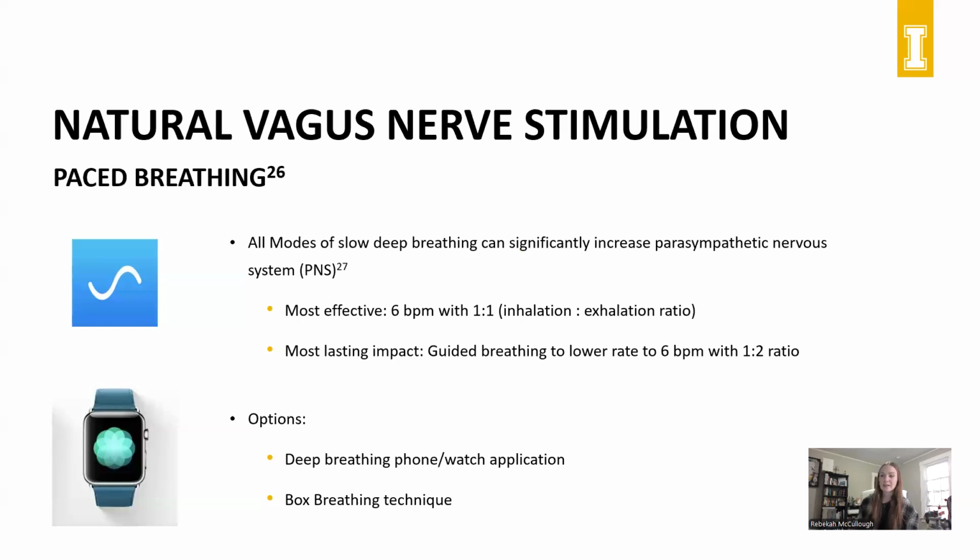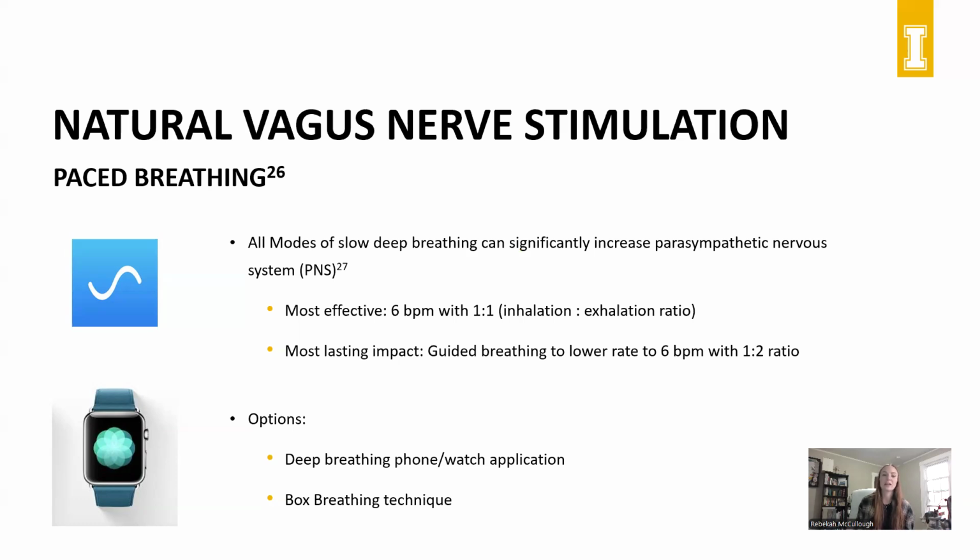So first, paced breathing. I wanted to give this one its own slide, its own moment, because this is something that we talked a lot about over the summer while we were all there in Idaho. And so I'm not going to go back and recover all of those techniques that we learned on how to work with breathing, but those would all be really great options.